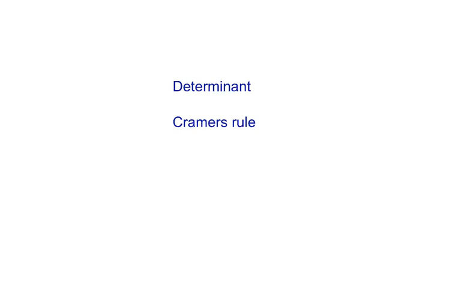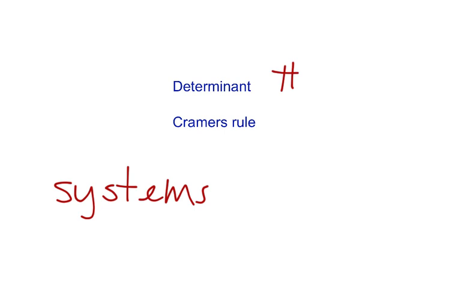Okay, so this video is going to be determinant and Cramer's rule. Mind you again that we're using these matrices to solve systems. That's the purpose, is to solve systems, right? So we're going to use the determinant, which is a number, and Cramer's rule, which is a method to solve.